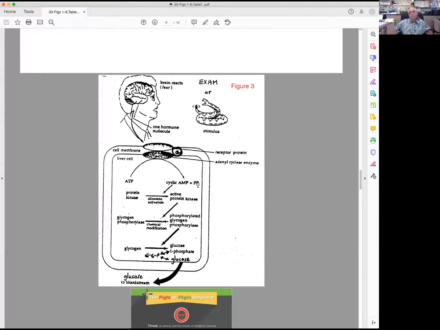So what happens if I have a liver cell and I inject cyclic AMP into it? It's going to release glucose. What happens if I have, what's another cell? Say a kidney cell, and I inject it with cyclic AMP. It's not going to release glucose, but it might release potassium or uptake potassium or something like that. Anyway.